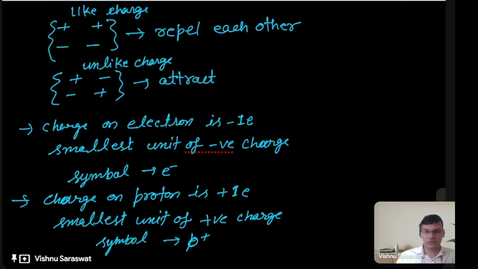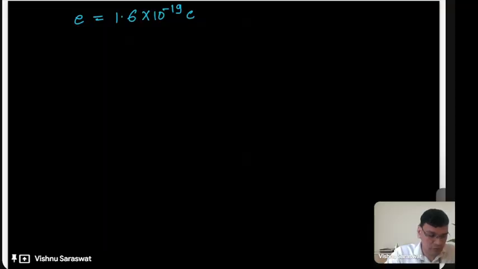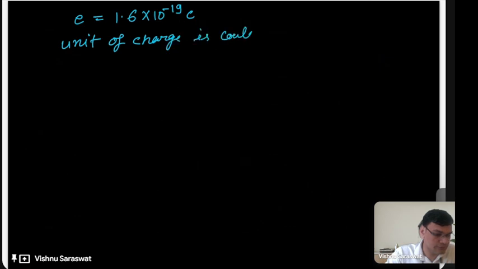And the symbol of positive charge is P plus or proton plus. Okay, I think till now everything is clear. Now come to the magnitude of charge. The electron has magnitude 1.6 into 10 raised to power minus 19 coulomb. So the unit of charge is coulomb.